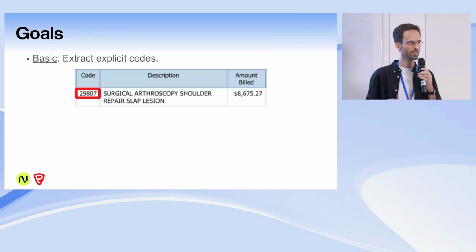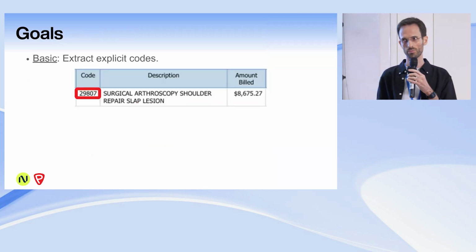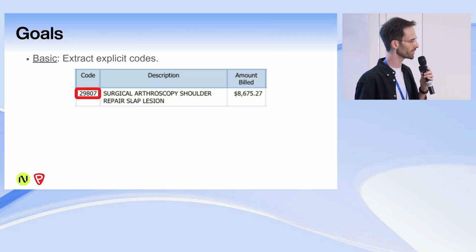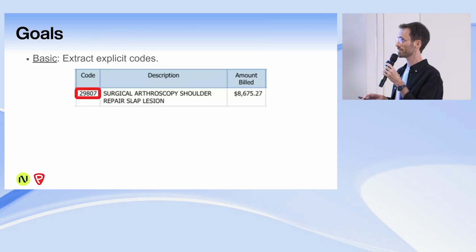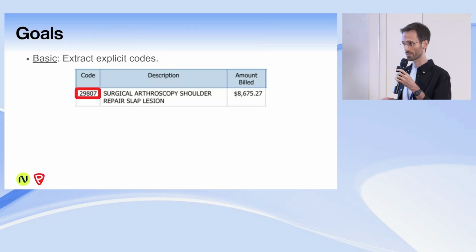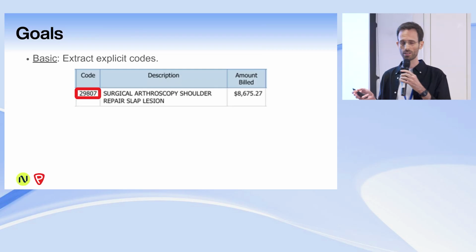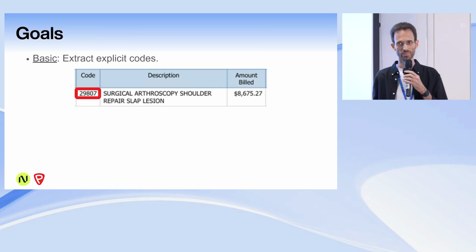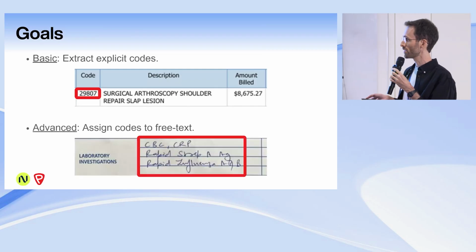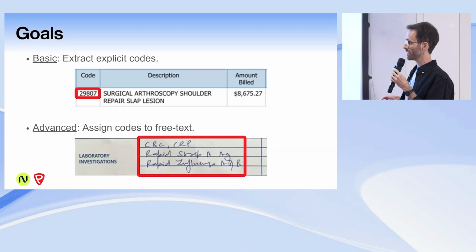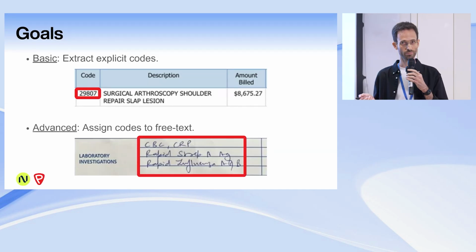So we can actually decompose it into two sub-goals. The first one, the more basic one, is extracting explicit codes like the one we see here, and we will see more examples soon. And the second one, more advanced, is assigning codes to free text.